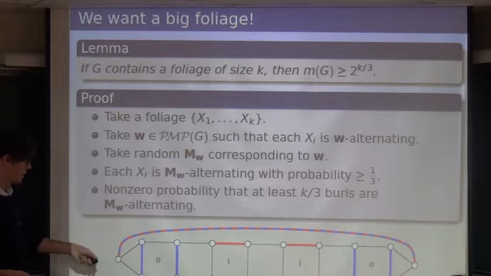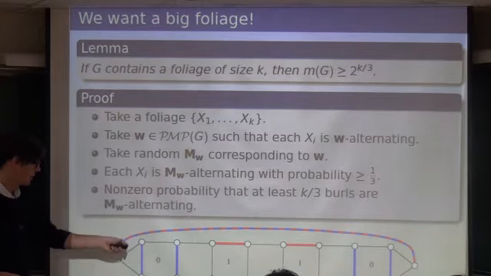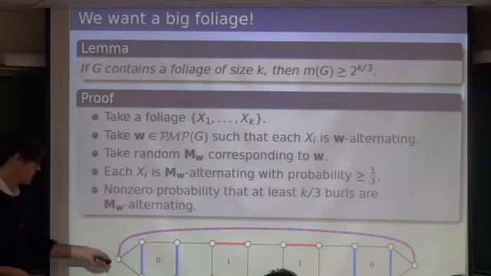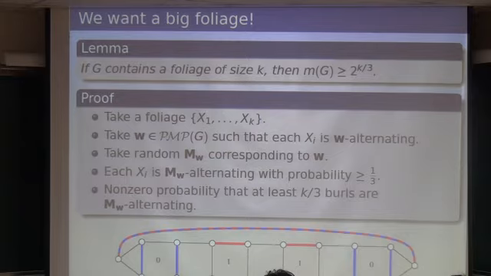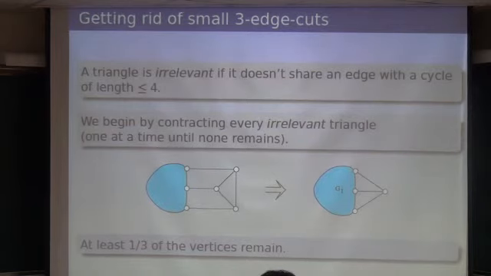Remember, one kind of twig is something where you have a 3-edge cut, so this edge and this edge, and you have at least 5 vertices. There are a few different ways that a twig can arise from relevant triangles, and they're all easy to deal with. If you contract an irrelevant triangle, you're not going to create a new triangle in the graph. So you can contract one, and then if there's another, you continue to contract one at a time until they're all gone.